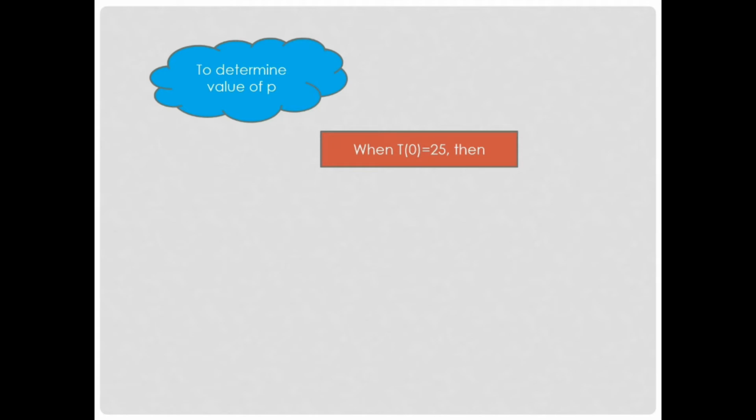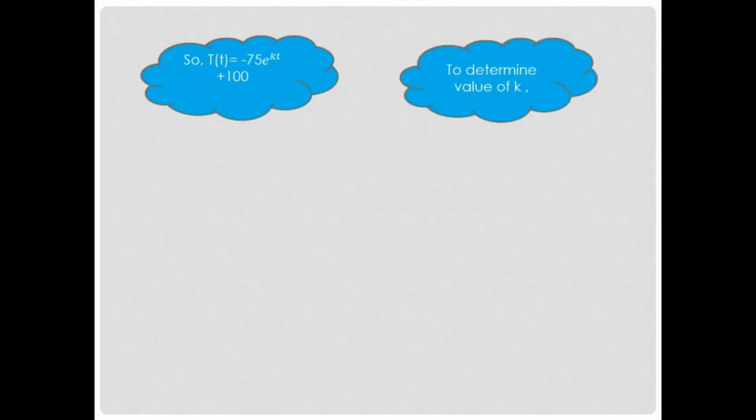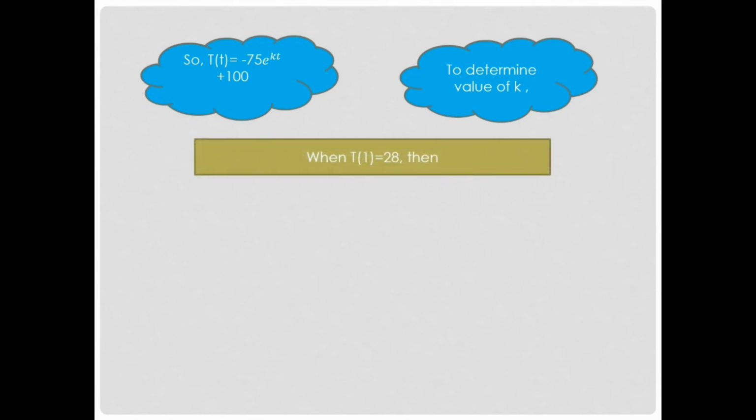First step, when T0 is 25, we use the formula T0 equals P e to the k0 plus 100. T0 is 25, so 25 equals P plus 100, and we move the 100 to the left hand side, and we get the P value, which is negative 75. So T equals negative 75 e to the kt plus 100.